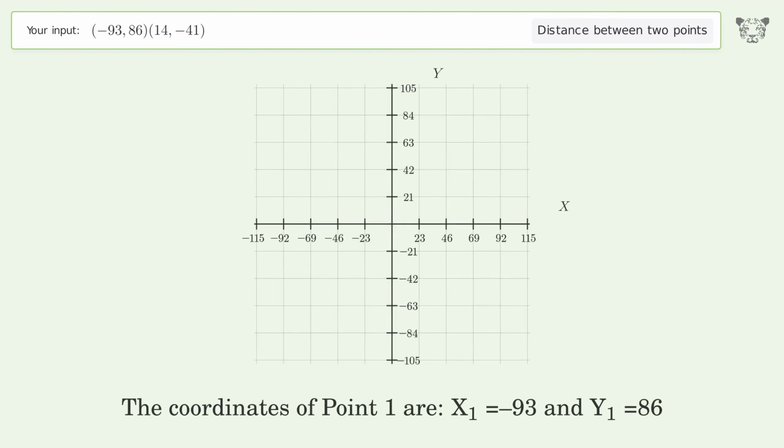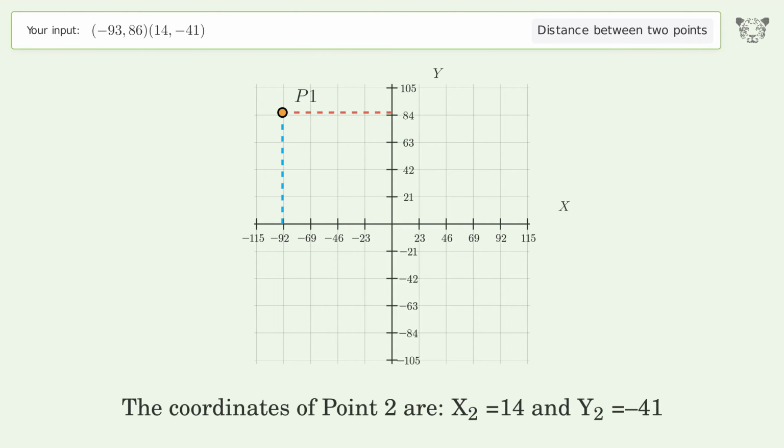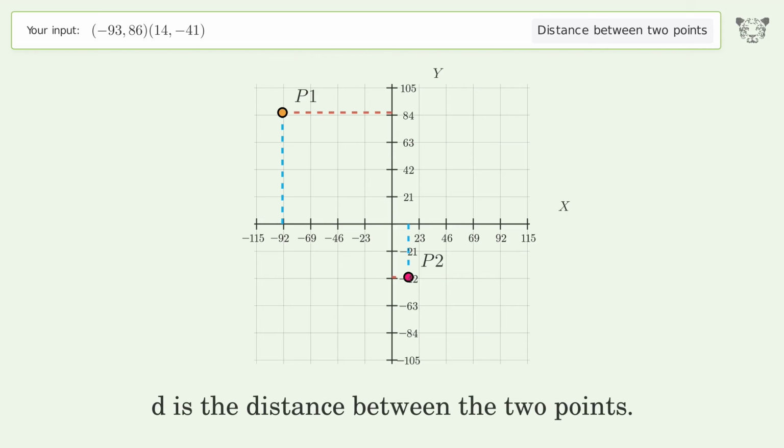The coordinates of point 1 are x1 equals -93 and y1 equals 86. The coordinates of point 2 are x2 equals 14 and y2 equals -41. D is the distance between the 2 points.